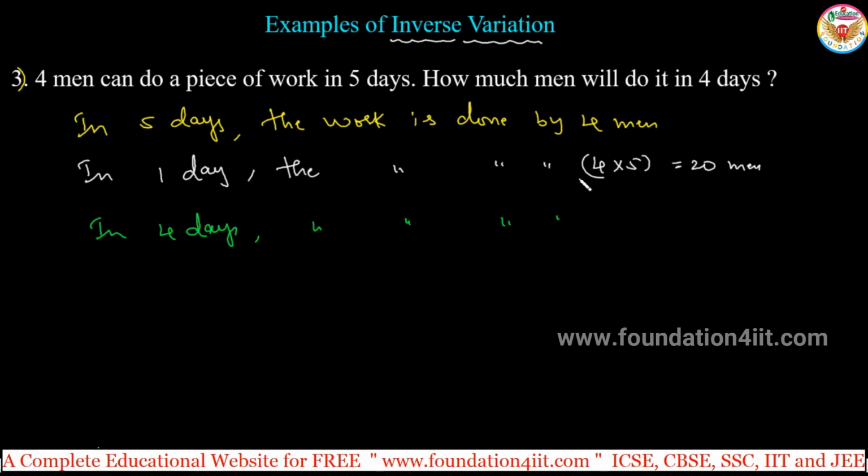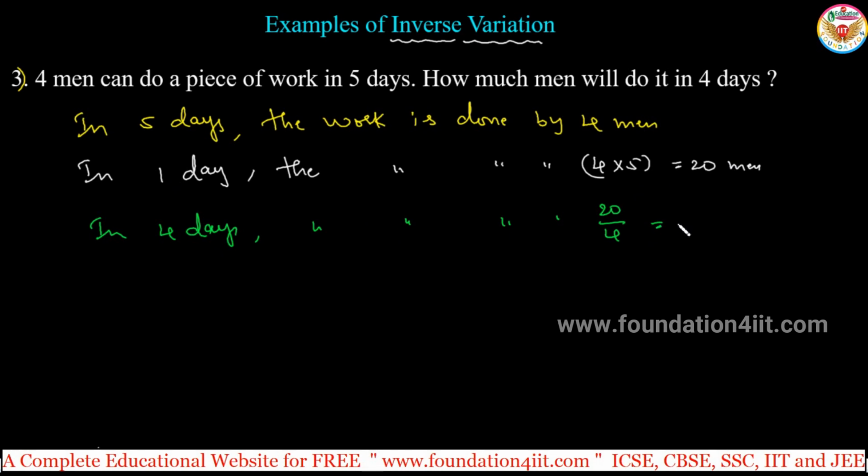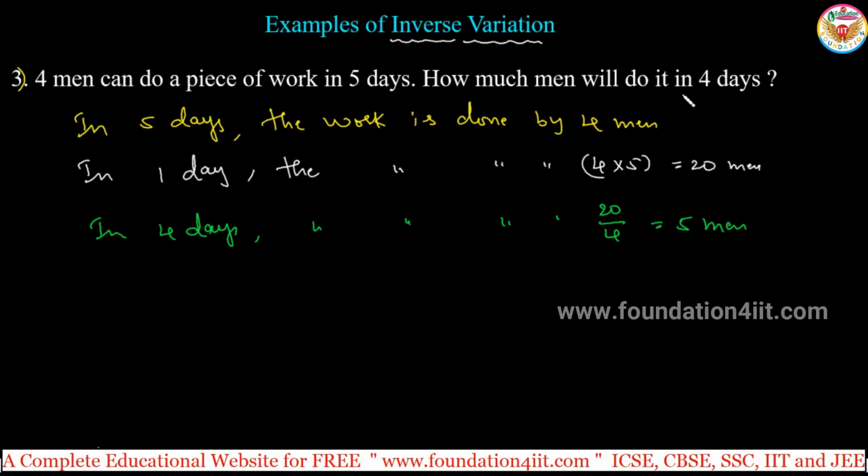So now for 1 day we have 20, and for 4 days, this quantity is increased, so this should be decreased. For decreasing, we should divide. So 20 divided by 4, that is only 5. So 5 men. That means 4 men can do the work in 5 days, then 5 men can do it in 4 days.